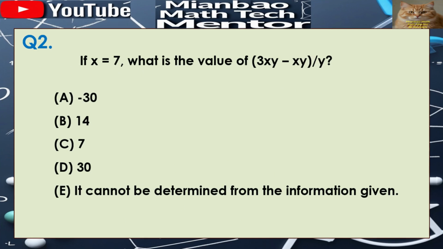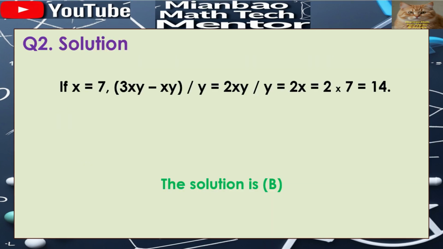Question 2. Which of the following answers is correct? A, B, C, D, or E? If x equals 7, (3xy minus xy) over y equals 2x equal to 14. The answer is B.